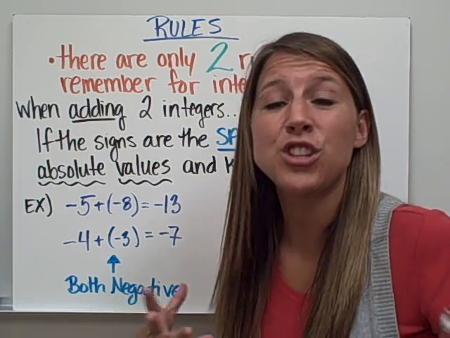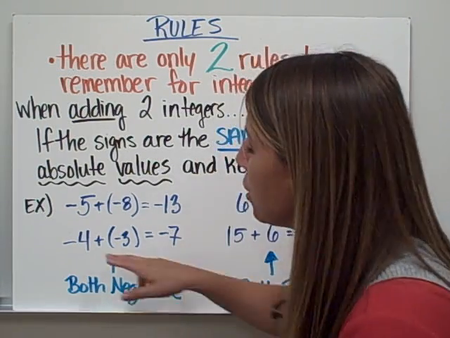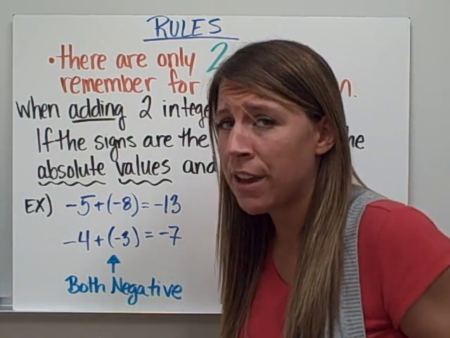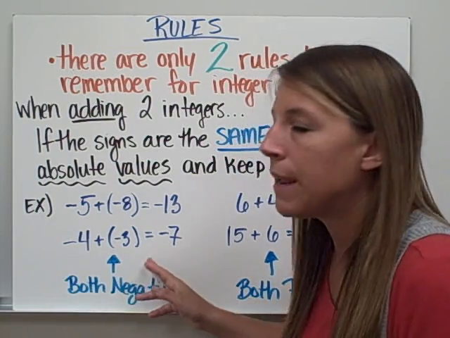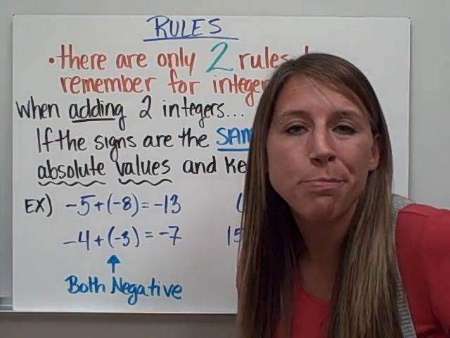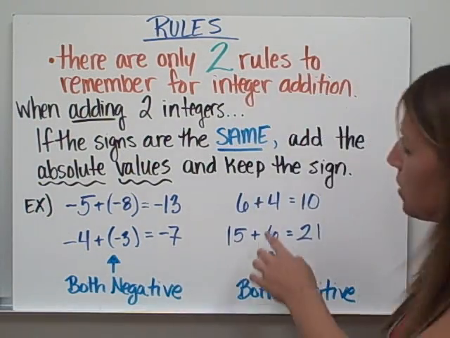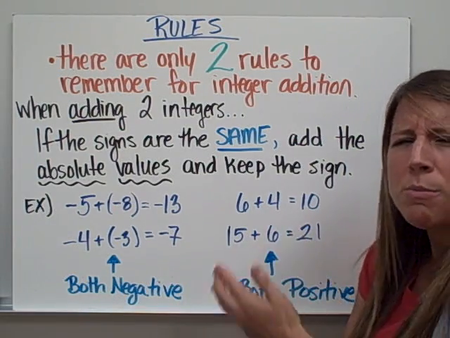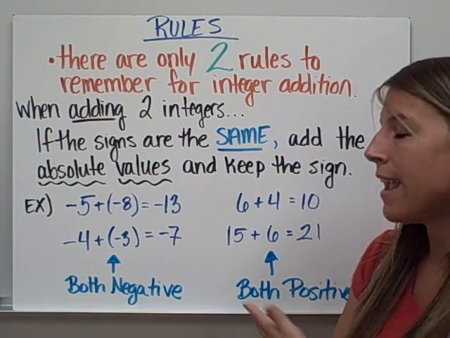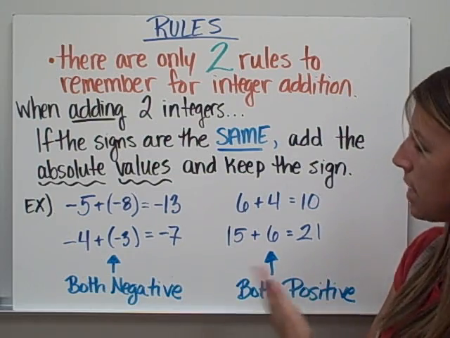Same thing for any 2 negative integers. You just add their absolute values and you keep the negative. So if I have -4 plus -3, well, 4 plus 3 is 7, so -4 plus -3 is -7. Likewise, for integers that are both positive, this is exactly like everything you've always known. So if I have 6 plus 4, well, they're both positive, so 6 plus 4 is +10. Same thing if I have 15 plus 6. Well, they're both positive. 15 plus 6 is 21, so my answer is positive.